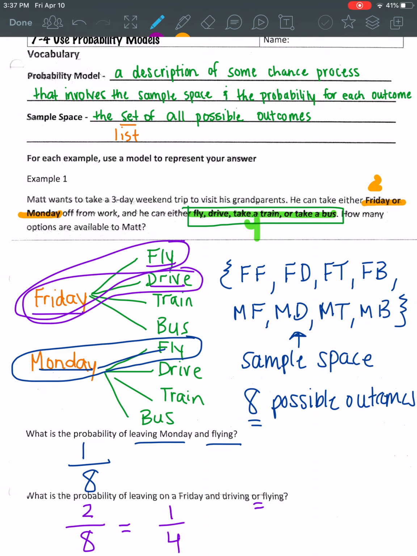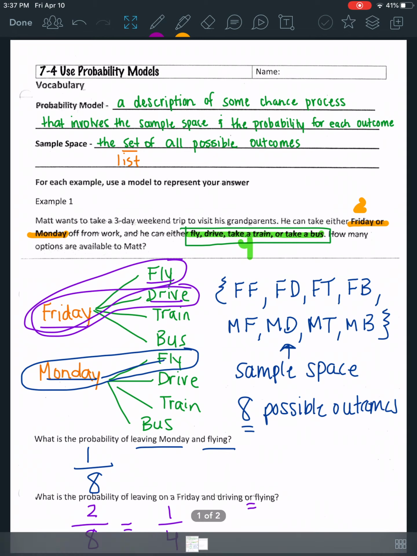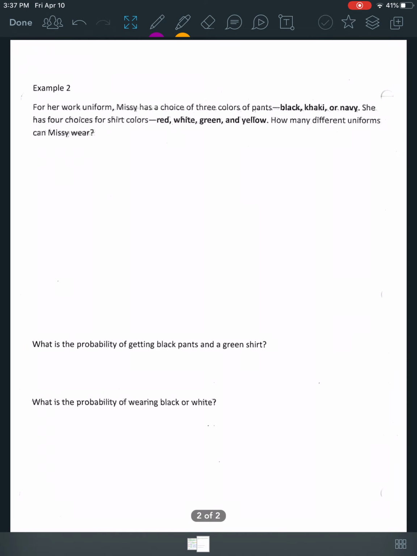Okay, so there was our first example. I'm going to go to the second page then and do one more example with you.